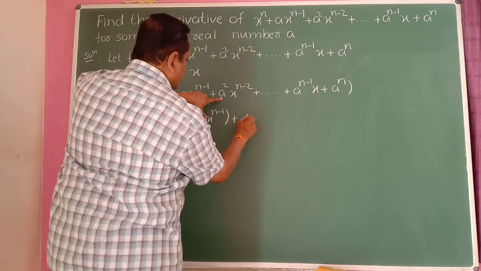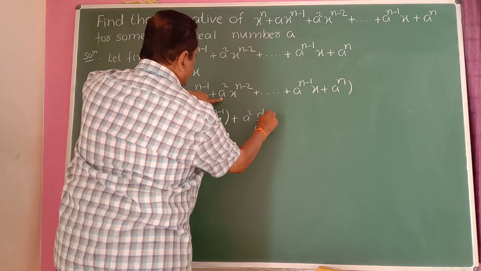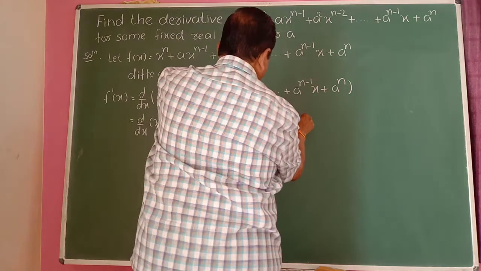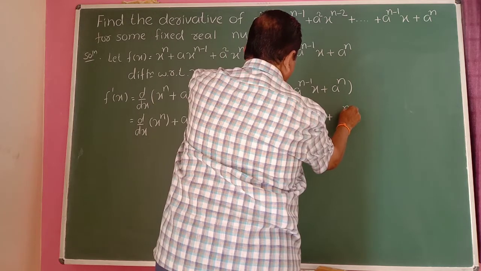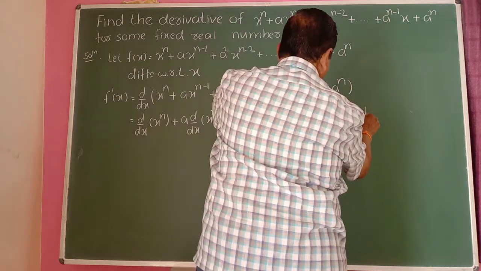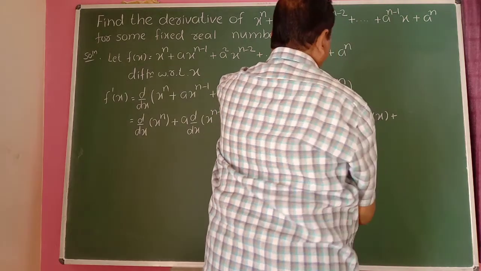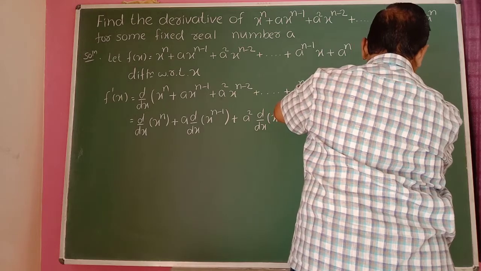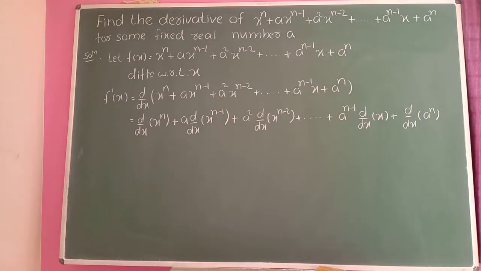a square is a constant, keep it outside. So differentiation of x raised to n minus 2, then plus, continue like that, plus a raised to n minus 1 is a constant. So differentiation of x, then plus differentiation of a raised to n. Here a is some constant, it is a real number, it is a constant.